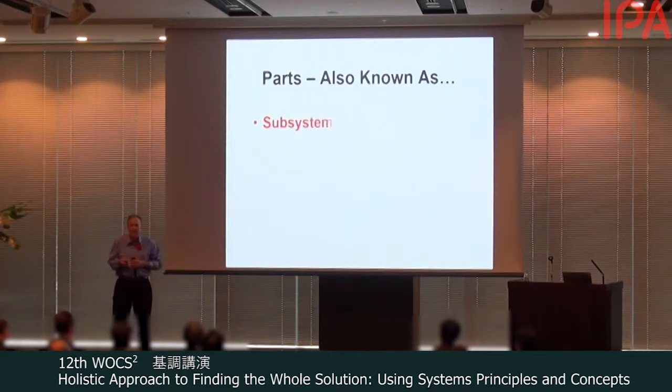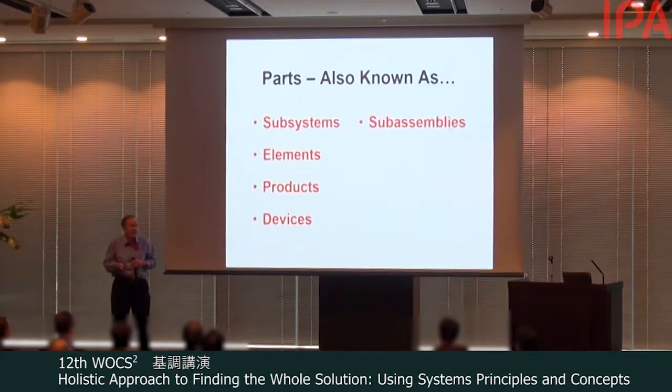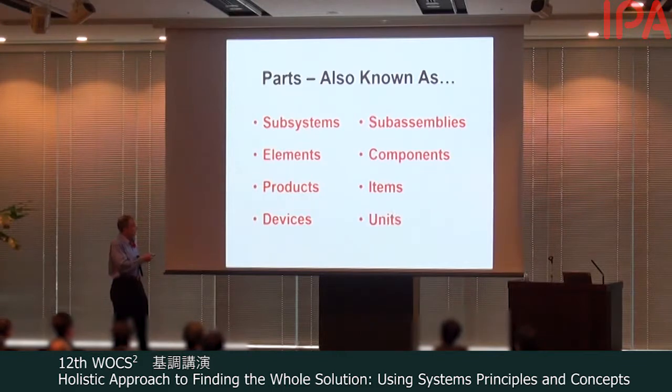So we have different names for the parts, and it depends on your domain. Some domains call them subsystems, some call them elements. In the software world, they tend to talk about element components, software items, and software units. In the hardware world, they tend to talk about devices, products, elements, and subassemblies. So don't get confused by the labels, they're still all parts. They're just different names for the parts.